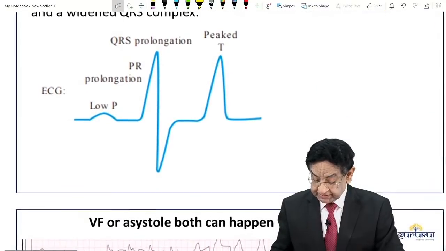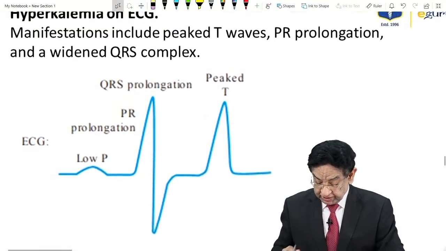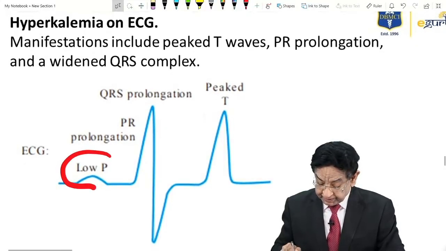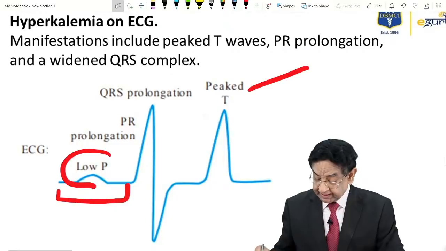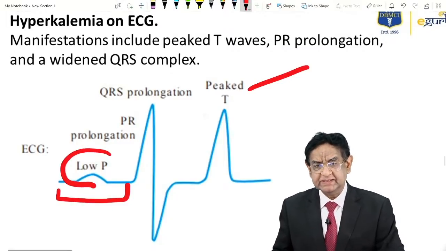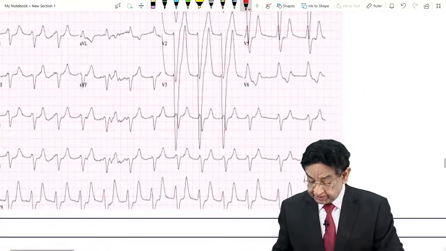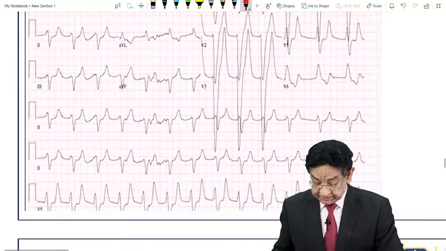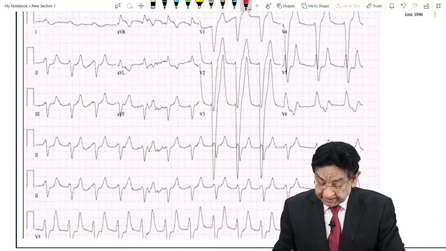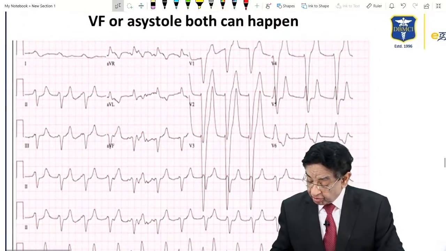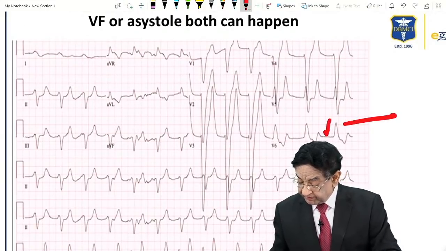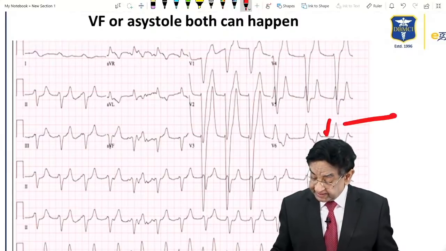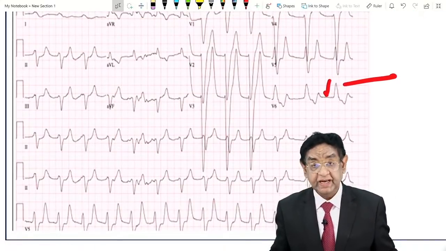So this was just to inform you: low P wave, prolonged PR interval, and peaked T wave is just a simple example to show you. Here you can see the same thing, P waves disappear and we are getting very tall T waves. Very tall T wave, no P wave is the finding that you are getting in this patient. Lovely ECG.